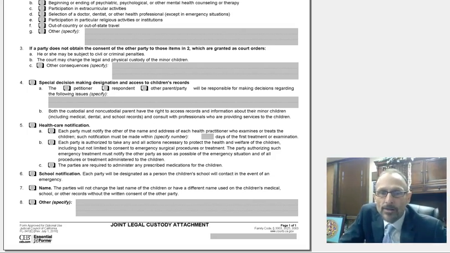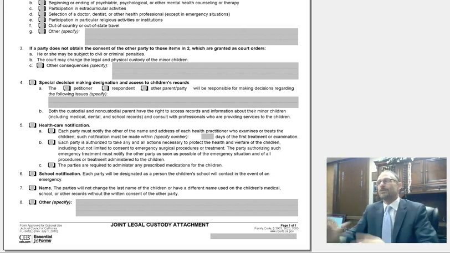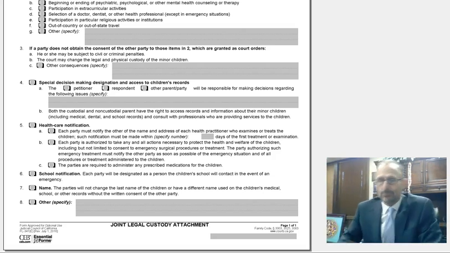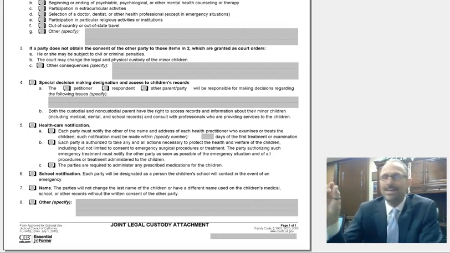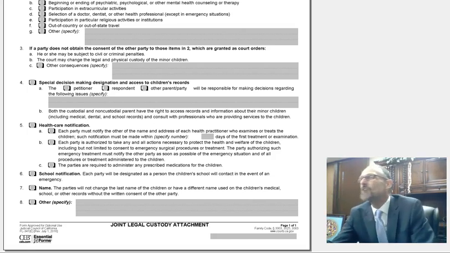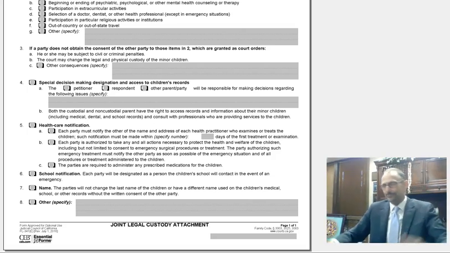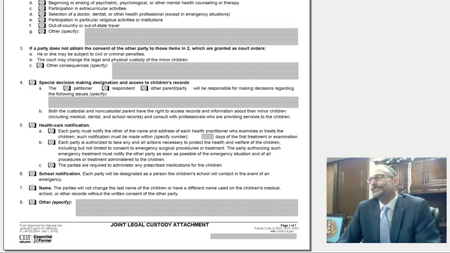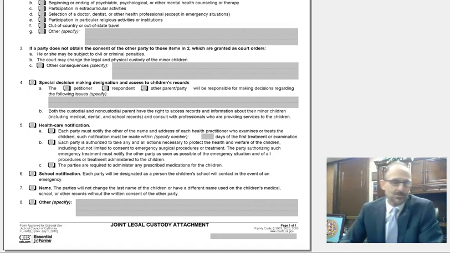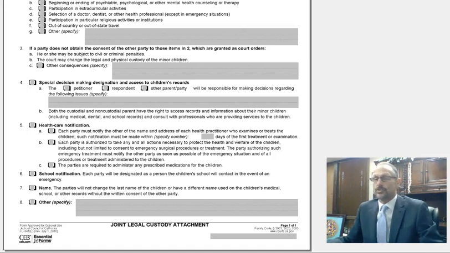A says each party must notify the other party of the address of each healthcare practitioner who examines or treats the children. Such notification must be made within blank number of days of treatment or examination. This is not talking about an emergency. If there's an emergency, the emergency comes up in the next paragraph. But anyway, this is like a new doctor. Let's say you've got some HMO, like Kaiser, and you go to the doctor and all of a sudden you've got a new provider for the child.